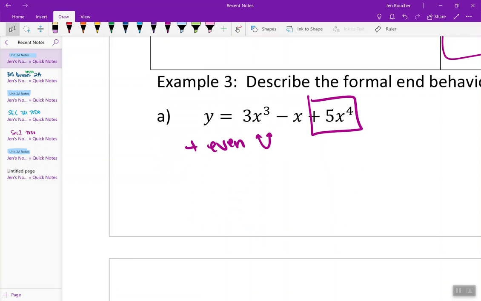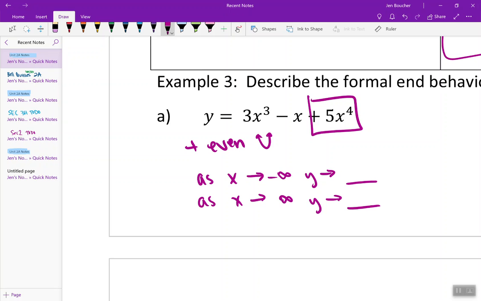So again, the first chunk is exactly the same. As x approaches negative infinity, y approaches something. As x approaches infinity, y approaches something. So it starts like that every single time. Again, it's positive even, so it's up and up. What do we put in these two somethings? Both of them are what? Infinity.